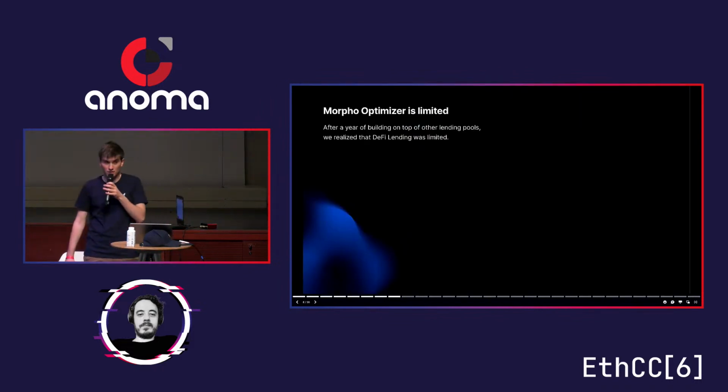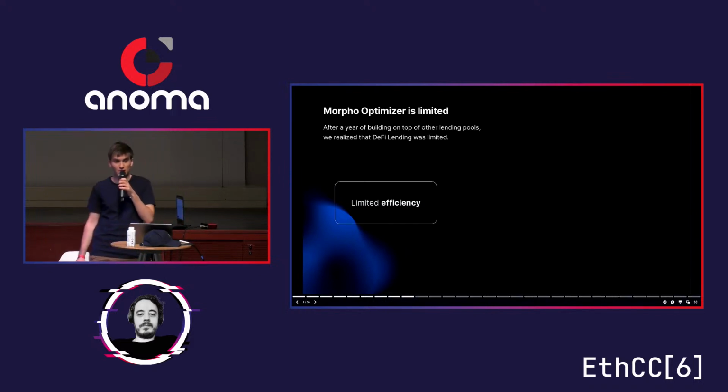So the problem that we're going to tackle today is that Morpho Optimizer in its current form is very limited. After a year building on top of Aave and Compound, because as you might have understood, we are a lending protocol, but we're also built on top of existing lending protocols, we realized that DeFi lending was really limited, and for three different reasons.